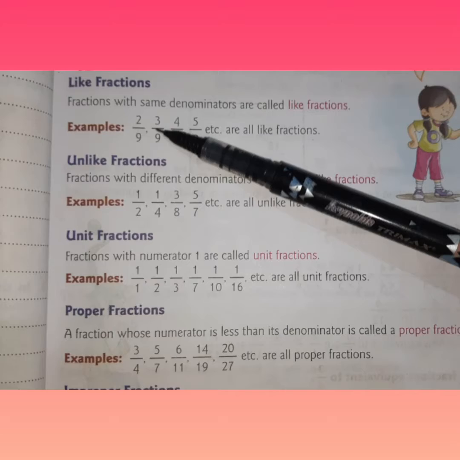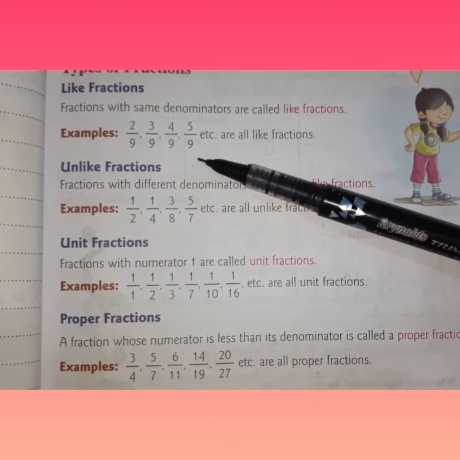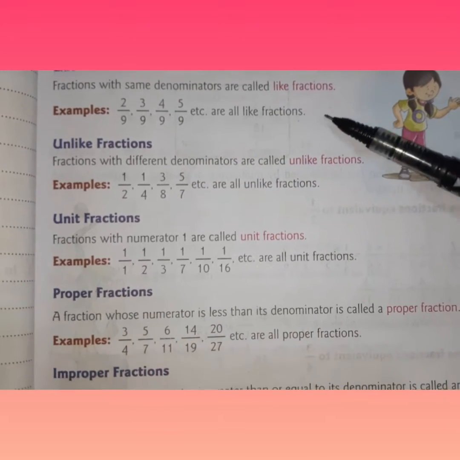You can see there 2 upon 9, 3 upon 9, 4 upon 9, 5 upon 9. In their denominator, all have 9. So, all these are like fractions.